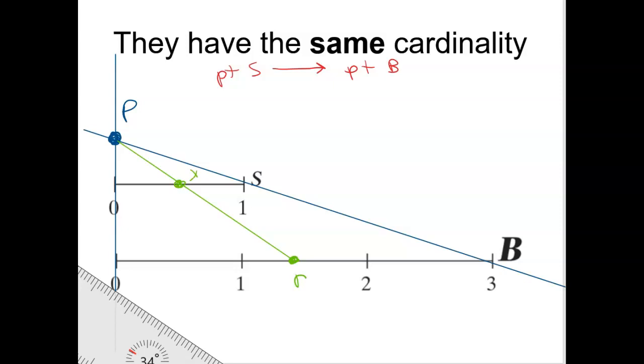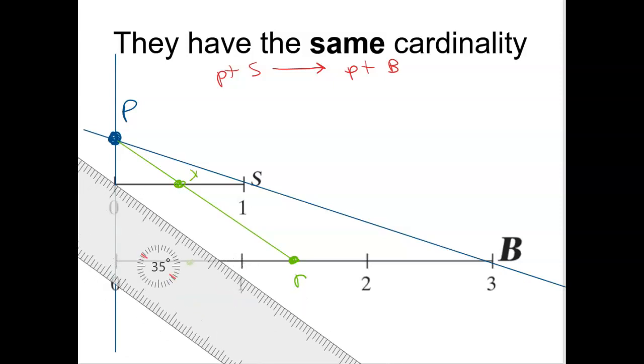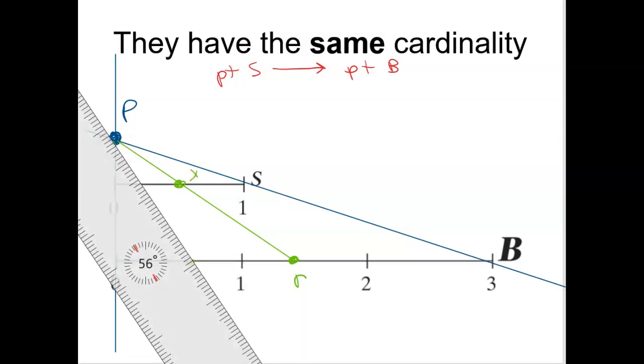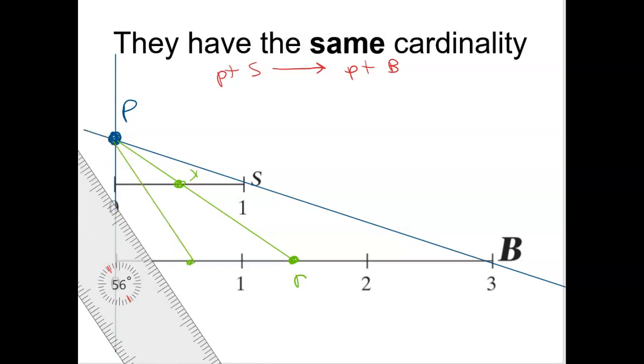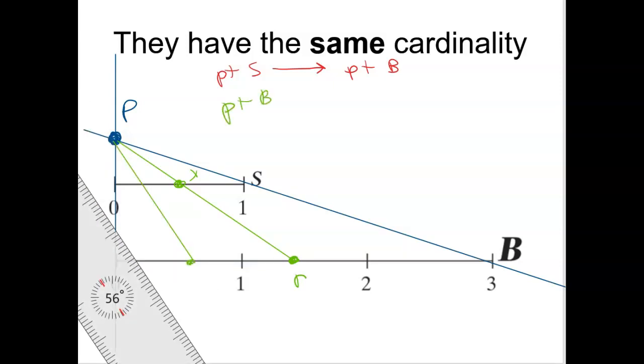Okay, how about another point on B? Yep. And if I do this method every time, I can actually prove that any point on B is going to hit on point S. So what I've shown is one-to-one correspondence, that there is always going to be a point on B that corresponds to a point on S, and a point on S that corresponds to a point on B. So therefore, those are one-to-one correspondence. We found that they have the same cardinality.